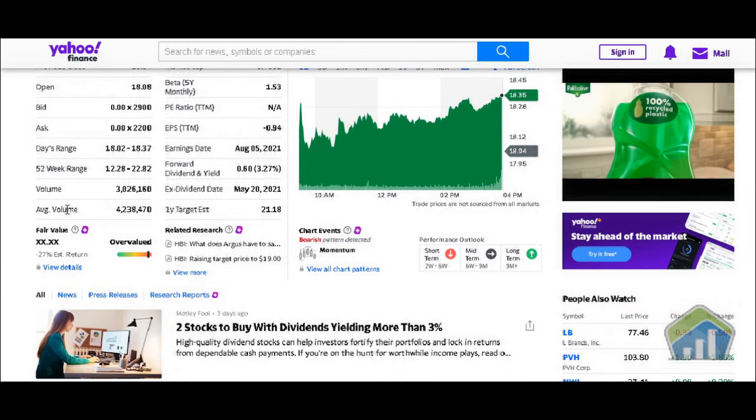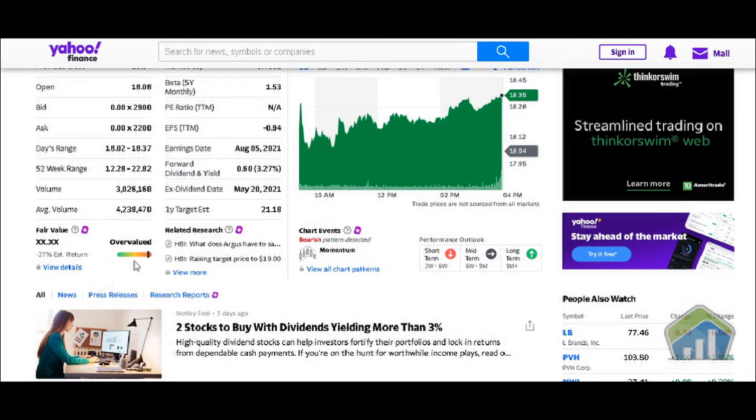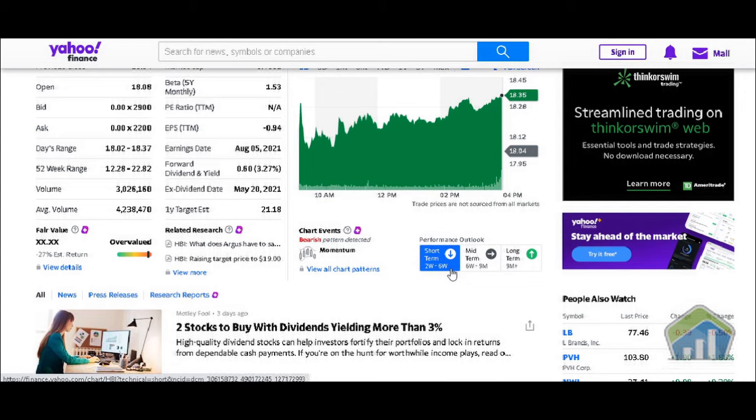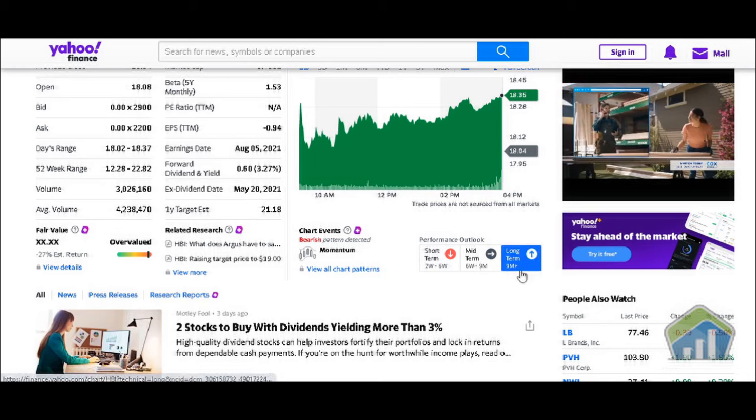and we just want to scroll down real quick, right? We have a fair value right now for HBI. They said it's overvalued. We're going to move on to chart events. Right now, they're saying that it's a bearish pattern detected on momentum. And then we have a performance outlook, right? So short term, 2 weeks to 6 weeks, they're saying down. Mid-term, 6 weeks to 9 months, they say down. And then they say sideways.